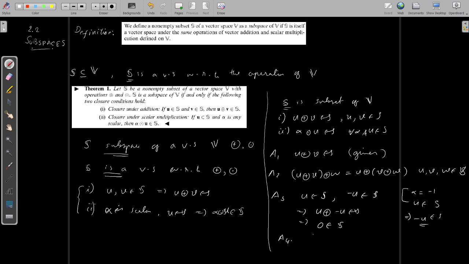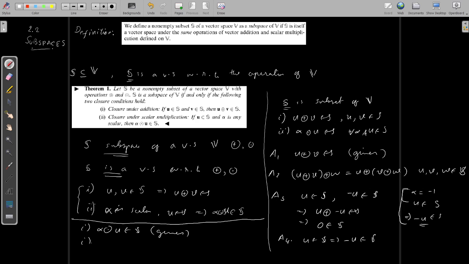What is A4? A4 is the existence of the additive inverse. We have already discussed that: alpha equal to -1 and u belonging to S, then minus u. So u belongs to S implies minus u belongs to S. Now we need to prove the other 5 criteria for scalar multiplication. The first condition is the closure property of scalar multiplication, which is already given: for any alpha, alpha times u belongs to S. So that is given.